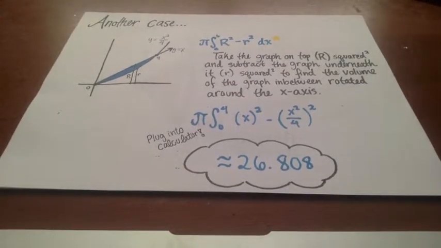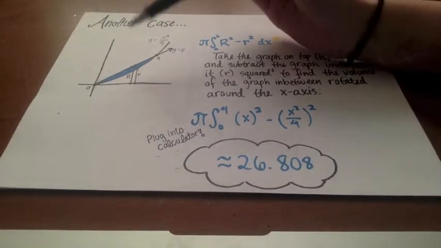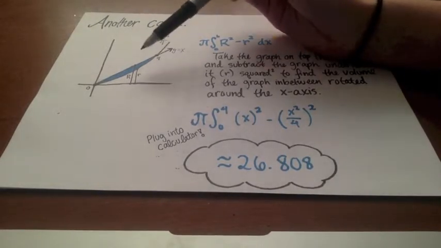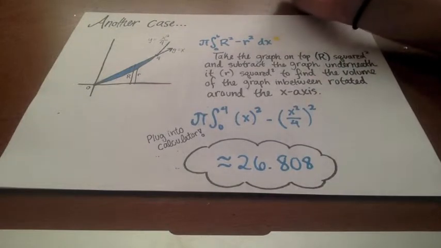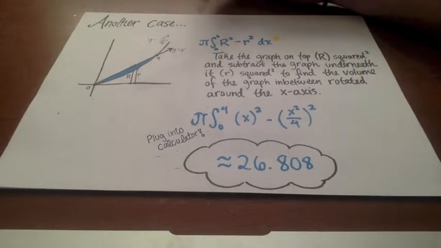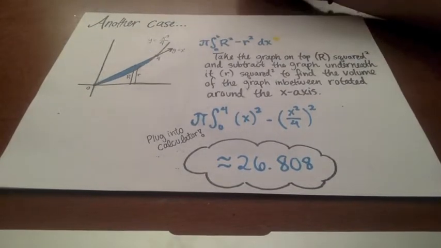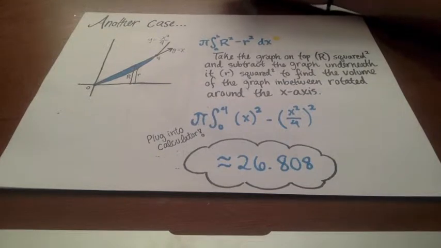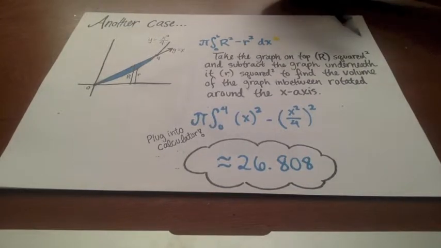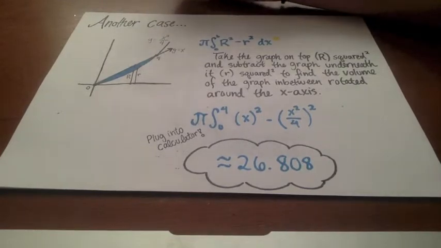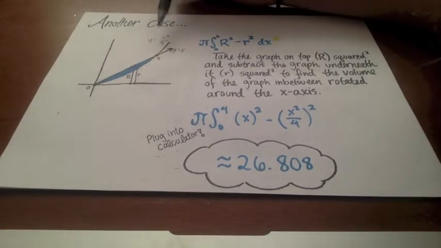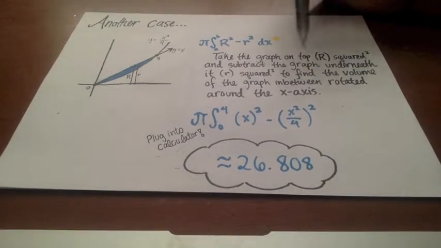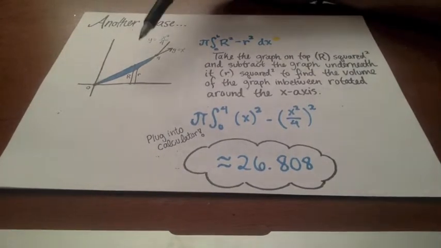So another case would be where when you rotate it, it forms a hole in the middle between the two graphs. In this case, we would use the formula pi, the integral from a to b of the big R minus the small r squared dx. So we take the graph of the top, big R squared, and subtract the graph underneath, little r squared, which in this case is y equals x squared over 4, to find the volume of the graph in between rotated around the x-axis.